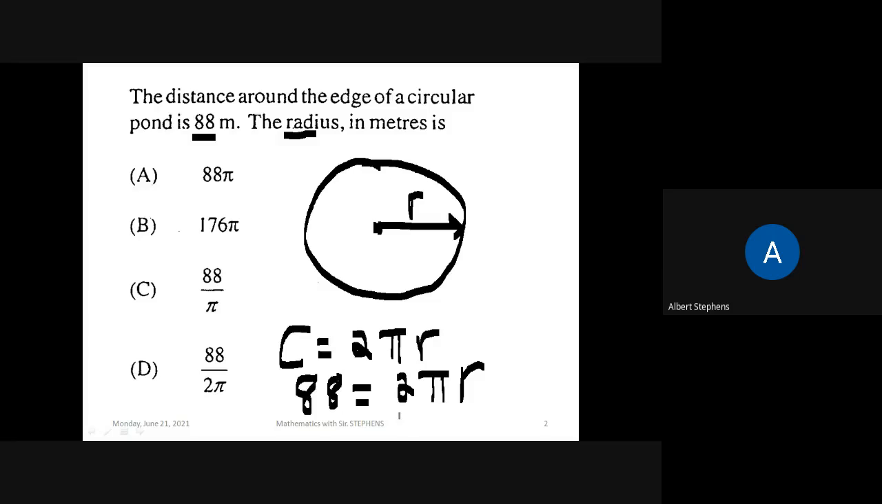R. So we're going to transpose this formula. All right. So we're going to divide everything by 2 pi. And the 2 pi over here will cancel out, leaving what? R. So the radius is equal to 88 over 2 pi. So our answer there is what? Is D.